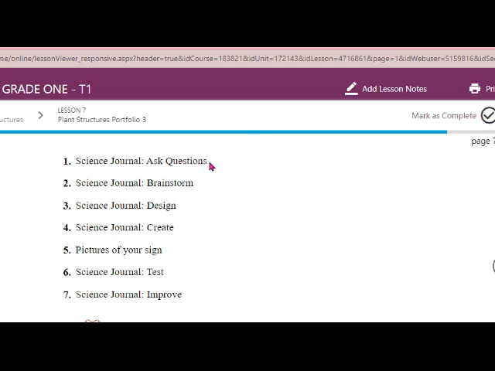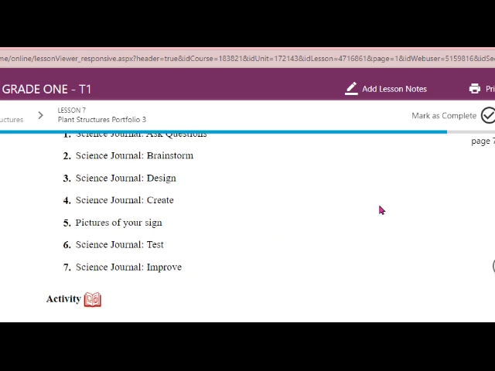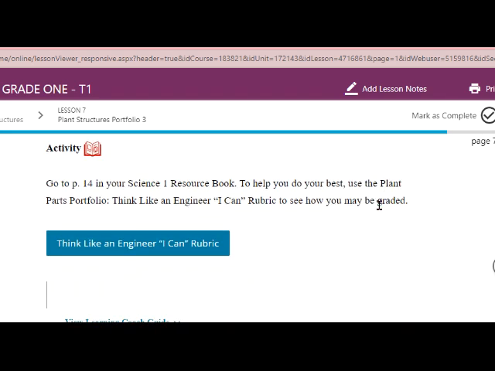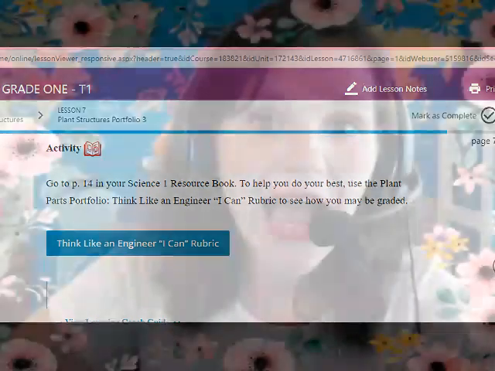You're going to include the ask questions portion, the brainstorm portion, the design portion, the create portion. You also want to include pictures of what you made, your device, right? It might be a sign like the example in the lesson, or it might not be a sign. It might be a long straw like I made. You also want to include your test portion and your improve portion. So if you turn all of these in, I know you are going to get a really amazing grade and your teacher is going to be so interested to see how you solved a problem like a plant.